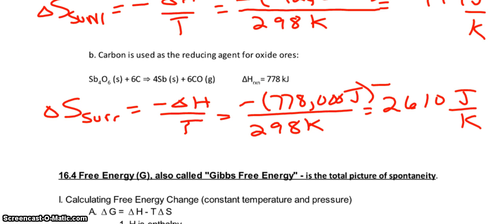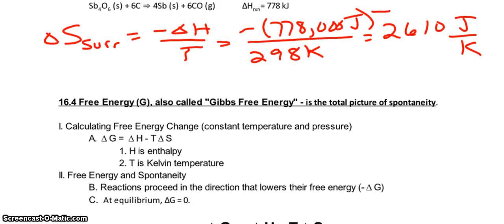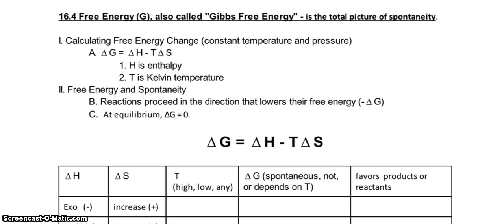Okay, all right, now let's put this together and let's talk about the free energy, also called Gibbs free energy. It is the total picture of spontaneity. This is the absolute yes or no: is this reaction spontaneous or not? So calculating free energy change, here's our equation: delta G equals delta H minus T delta S. You can kind of see how that equation came to be. In a sense, you multiply both sides by T, and that kind of works around that equation that we just used. So H is enthalpy, T is Kelvin.